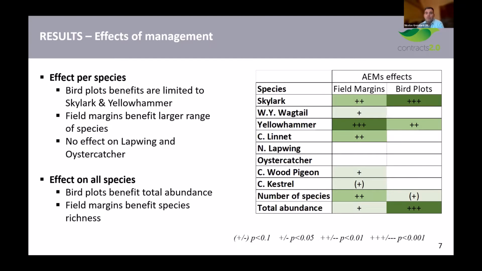Lapwing and oystercatcher don't benefit from either of the two measures. And this is what could be expected, because these two species breed on bare ground and prefer low vegetation, as they are ground foragers. So the vegetation of the studied measures is too high and dense to be favorable for them. There are other measures that target these species, for instance, the protection of nests by postponing first agricultural operations in spring, but we did not analyze these measures in this study.